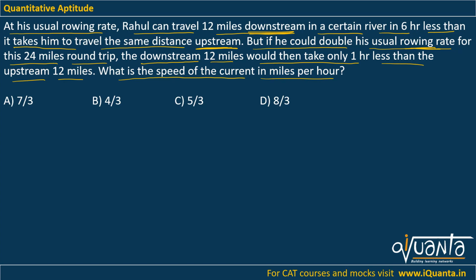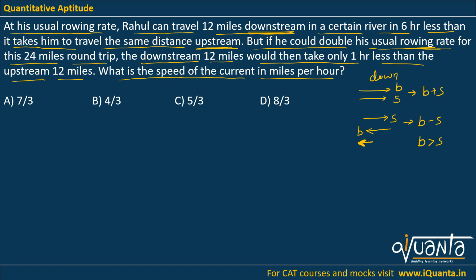So downstream speed is, since both are going in the same direction, the speeds will be added. If the boat is going at speed b and the stream is flowing at speed s, the speed downstream becomes b plus s. And when we talk about upstream, if the stream is flowing in this direction, the boat will go in this direction. So the speed in this case becomes b minus s. Why do we always take b minus s? Because for the boat to move in this direction, b must be greater than s.